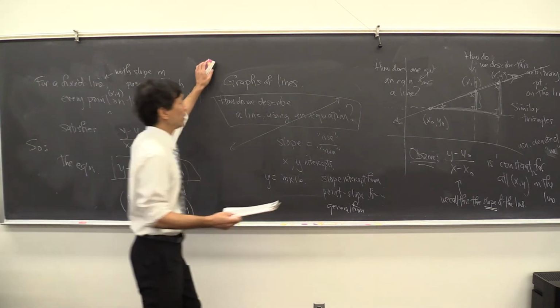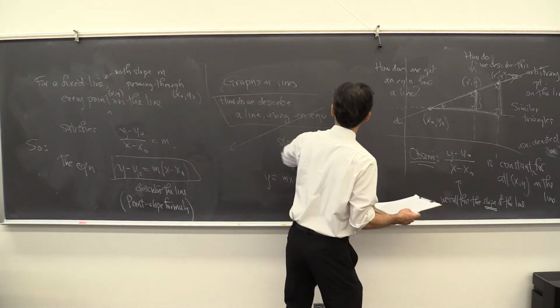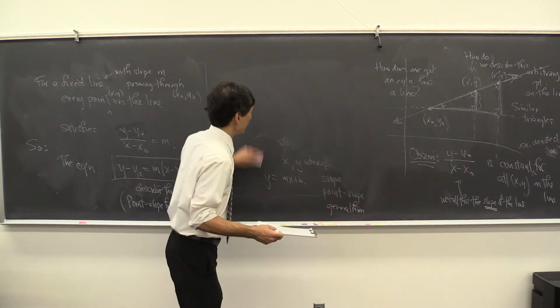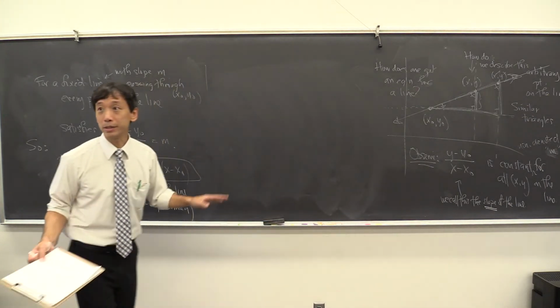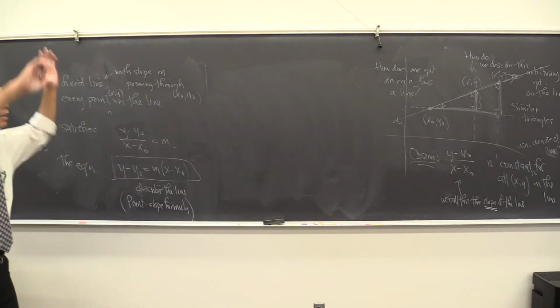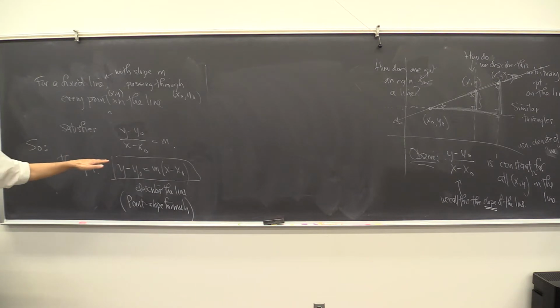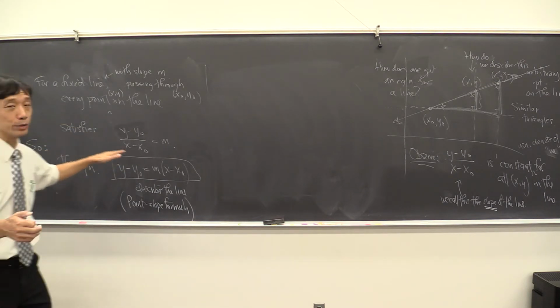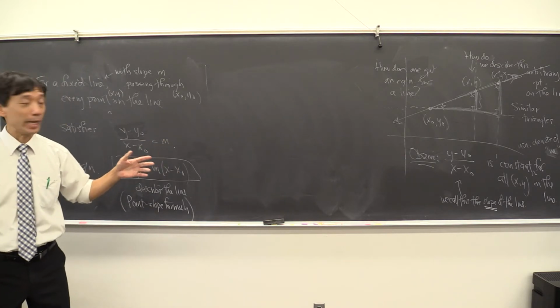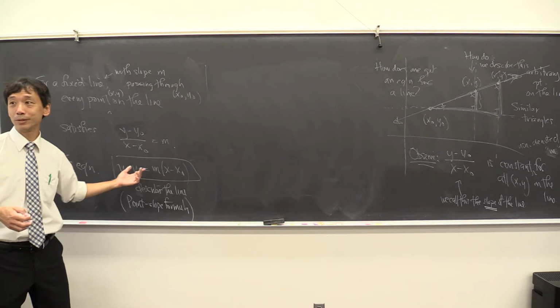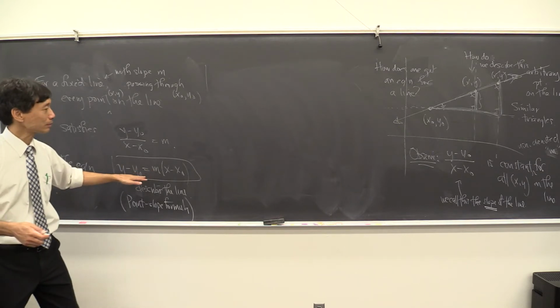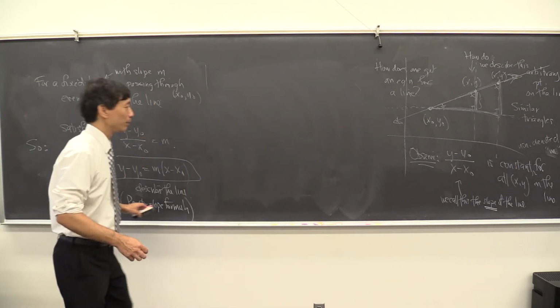At this point you'd be pleased if you're Descartes. You'd be like, okay, I figured out a way to describe lines in my coordinate world. I've introduced coordinates onto the plane, and now I can actually use them to describe lines.